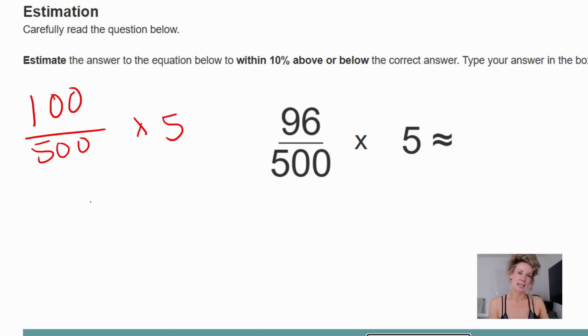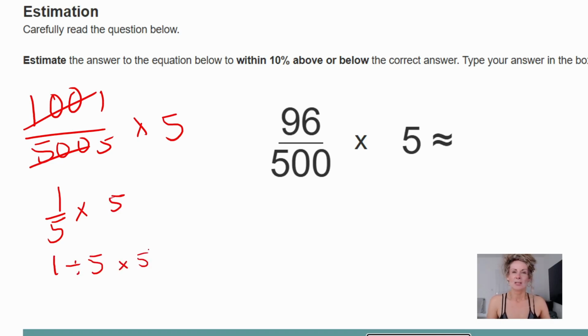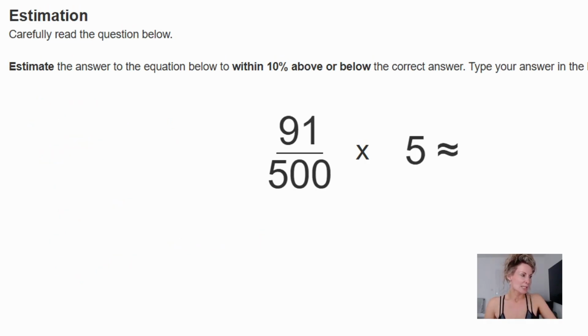So therefore we say, what are we going to cancel this down with? What's the biggest number that will fit into 100 and 500? Well, 100 will fit into itself once, that will fit into 500 5 times. Now we have 1 divided by 5 times by 5. You've got the number 1, then you're dividing by something, and then you times them by the same thing. It undoes the other thing. These cancel each other out, so the answer is 1.